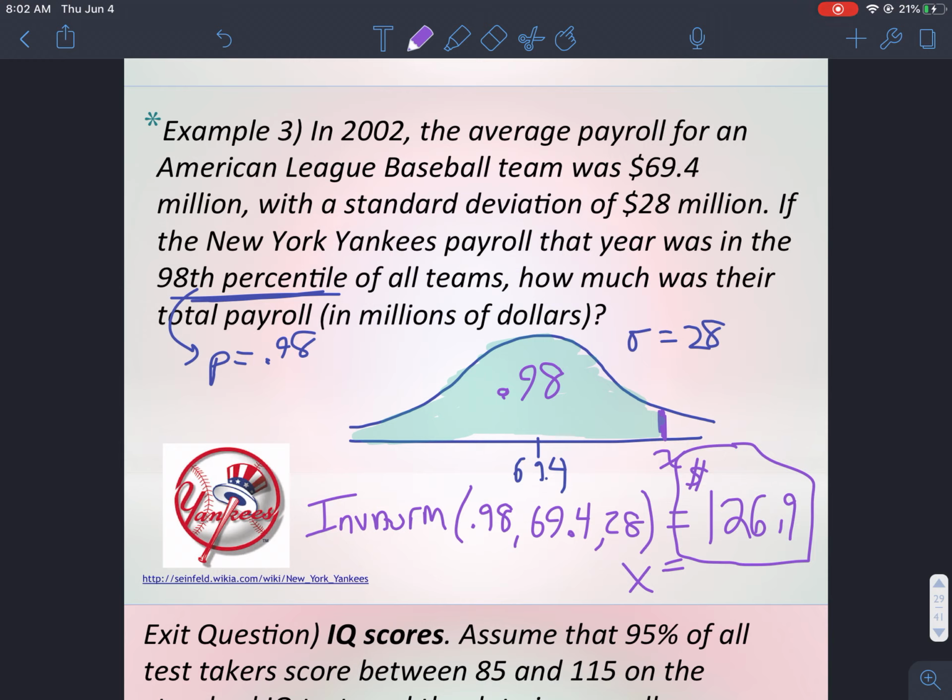So inverse normal and normal distributions are a good way of estimating probabilities and data values.